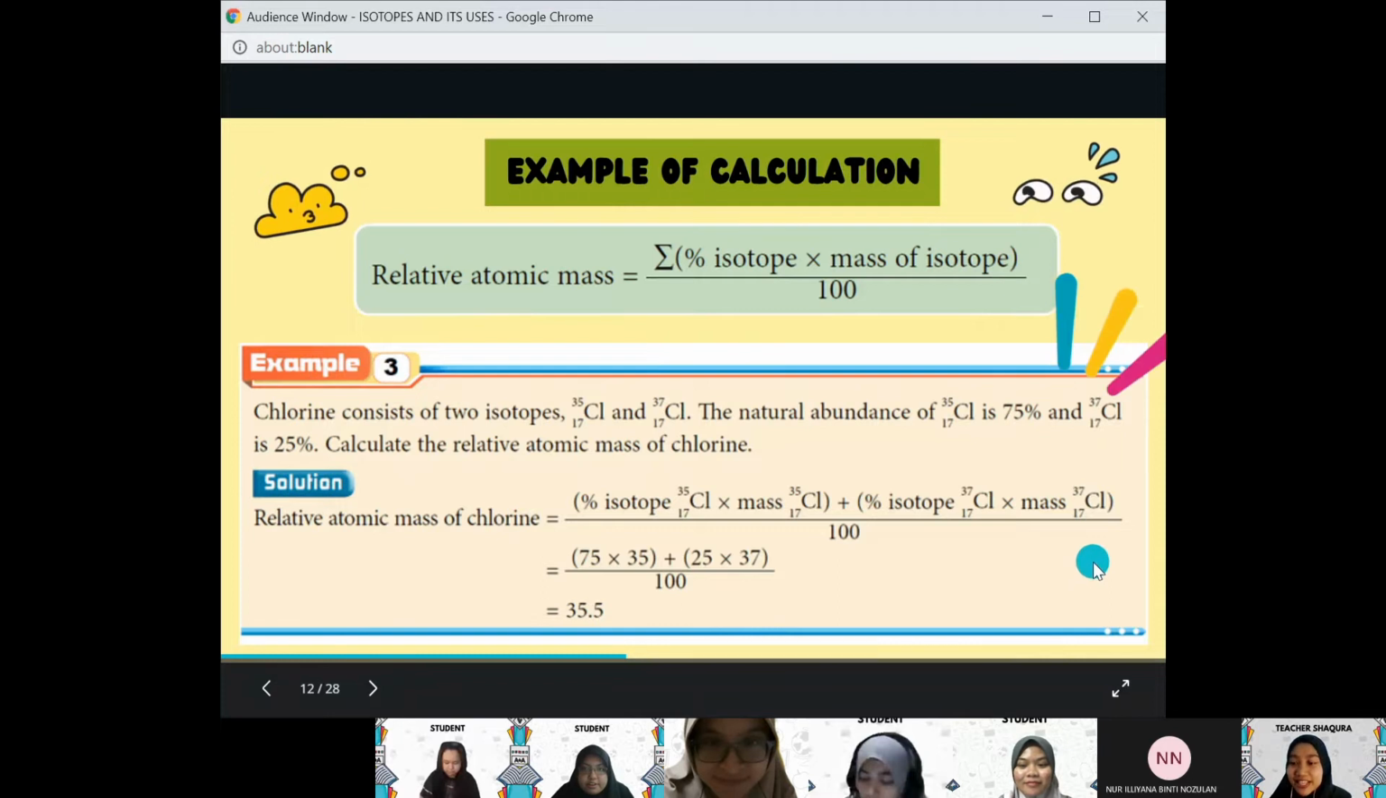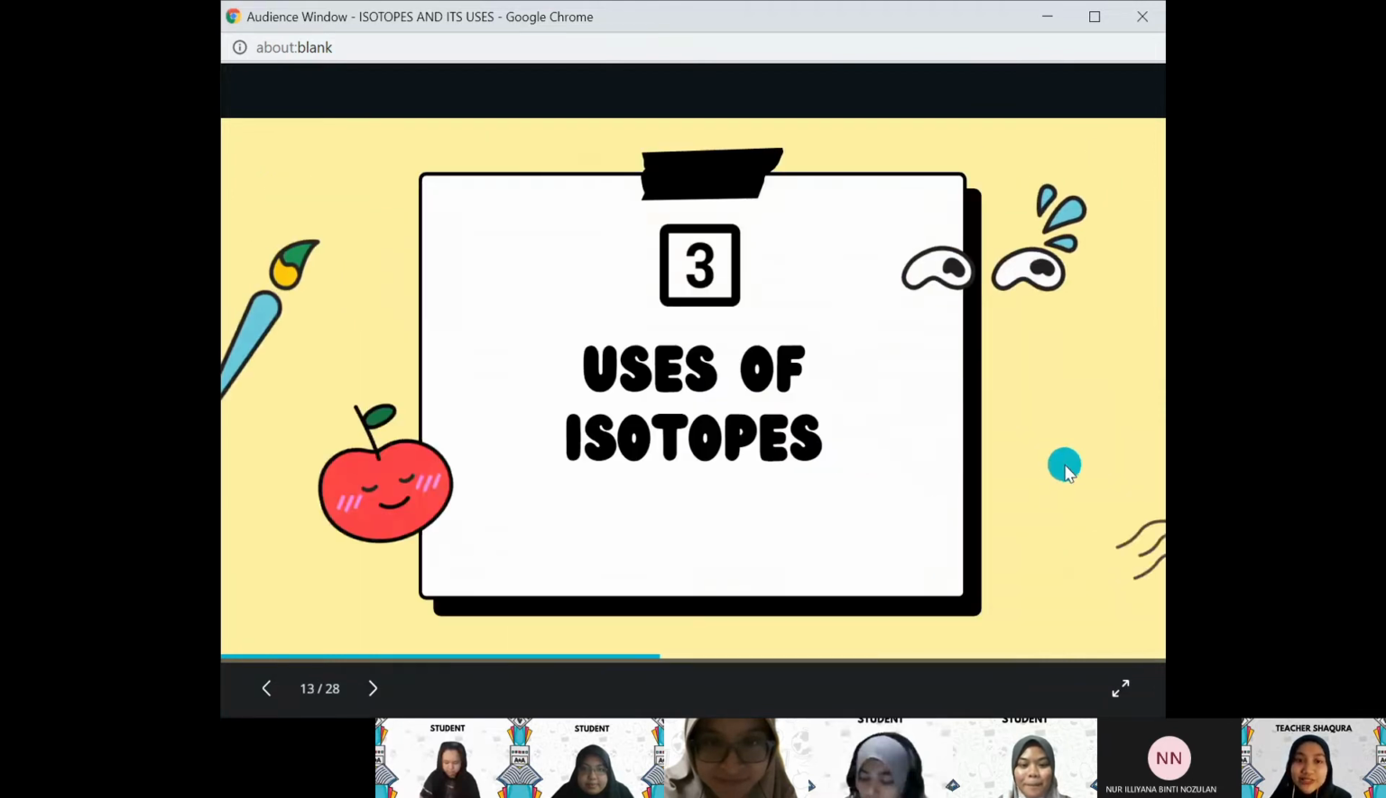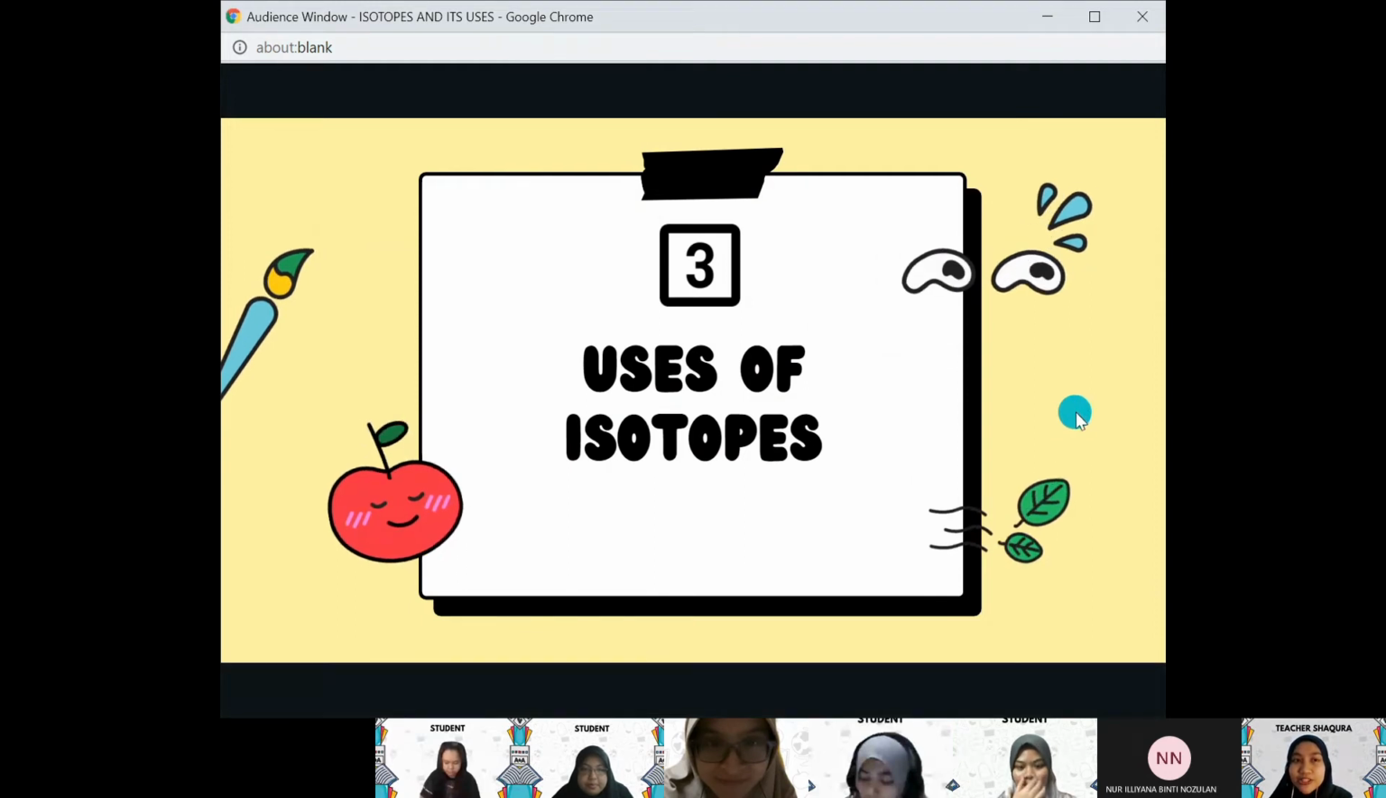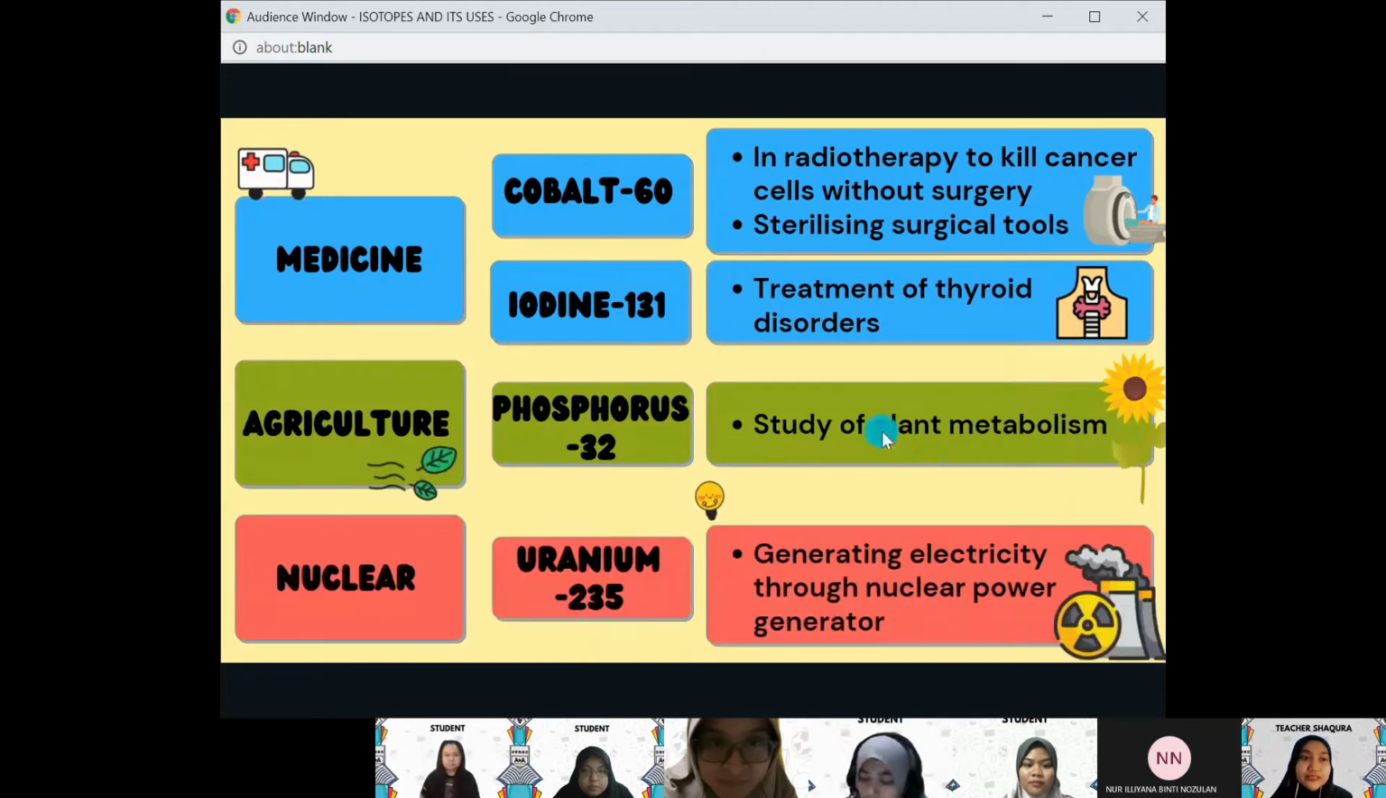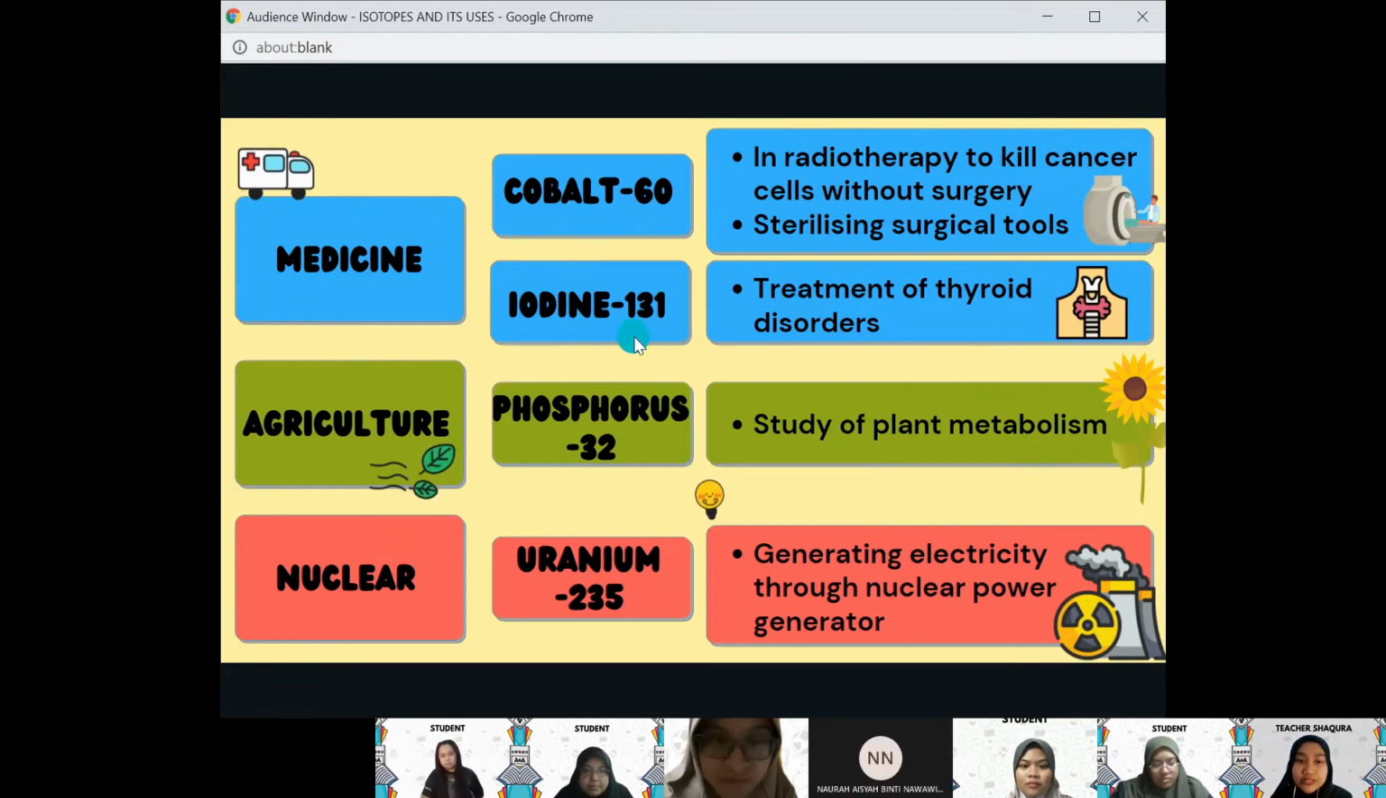Now, I guess we can move to the next part, which is the uses of isotopes. For your information, isotopes are used in various fields. Let's have a look. In medicine, cobalt-60 is used in radiotherapy to kill cancer cells without surgery, and it is used for sterilizing surgical tools. And iodine-131 is used for treatment of thyroid disorders. In agriculture, phosphorus-32 is used to study plant metabolism.